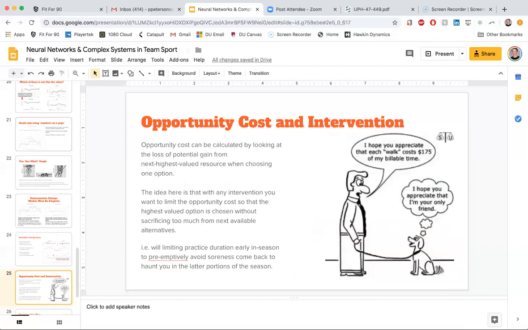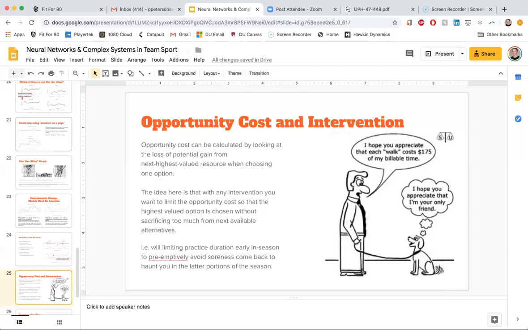So that's where I want to talk a little bit about opportunity cost, right? You can calculate your opportunity cost by looking at the loss of your potential gain from your next highest valued resource when choosing one option. So the idea here is that for any intervention that you implement, you want to limit that cost so that the highest valued option is chosen without sacrificing too much from your next available alternatives.